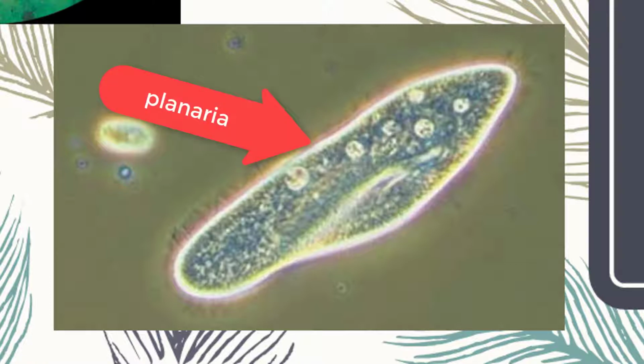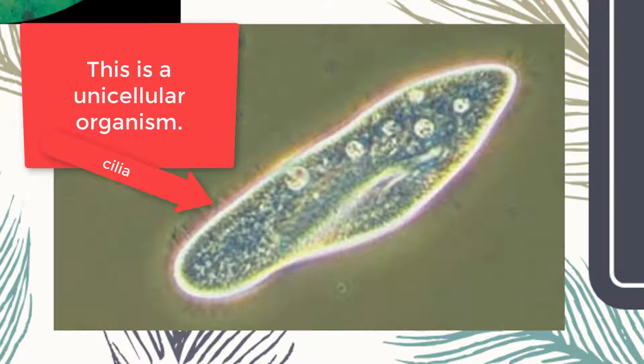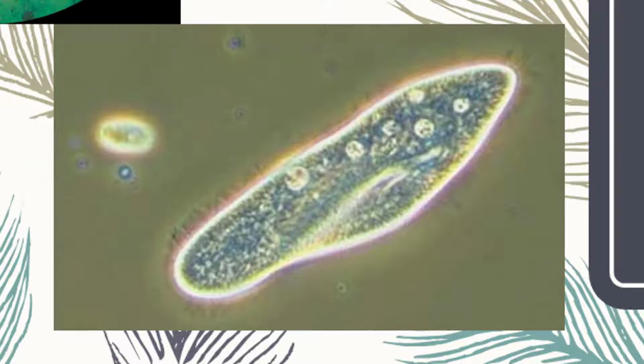So this is a planaria, and it has some specialized features that allows it to live on its own as one cell. You can see around the outside, those little short hair-like things are called cilia. They help it to move around. But this is a single-celled organism. But for something to be alive, it must be made of cells.